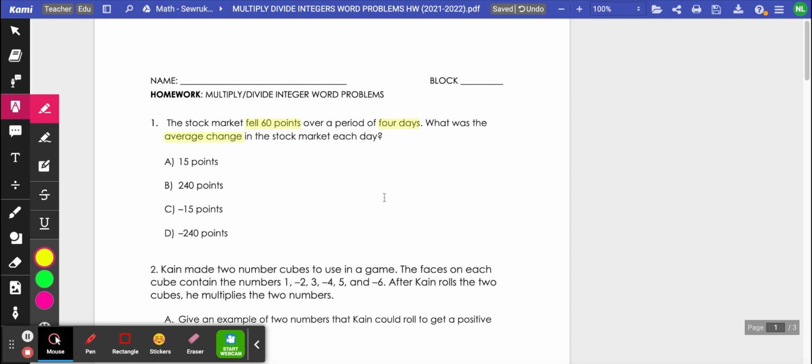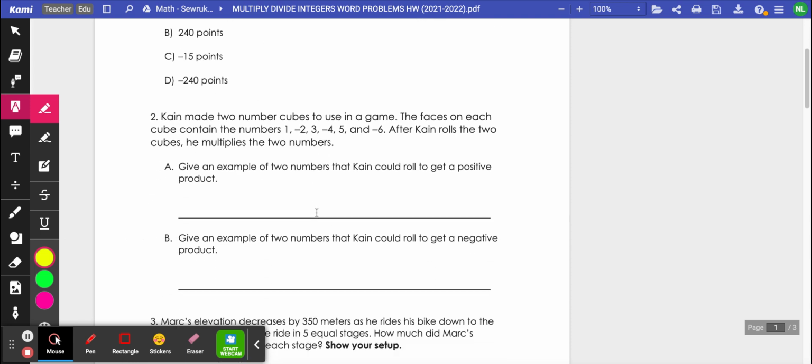When we're talking about average change, we're talking about how many points it's falling each day, or the average amount of points it's falling each day. So we do know that we have to divide in order to figure that out. When it says it fell 60 points, that means it's going down, so you really have to think about what kind of number 60 would be. Then you divide it up between 4 days. That should give you the answer.